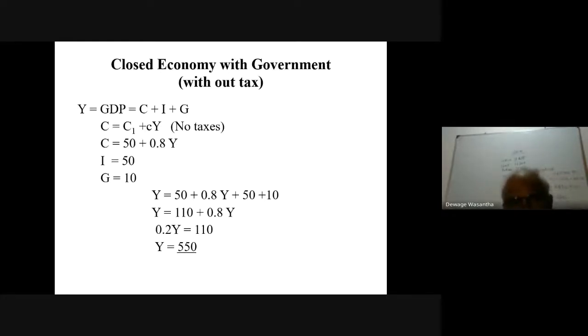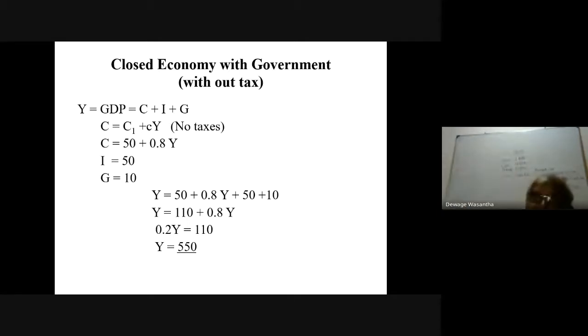Without taxes, GDP equals C plus I plus G, where C equals C1 plus CY, that is 50 plus 0.8Y. No taxes. When the government taxes people, your disposable income is not Y, it is Y minus T. Disposable income is less than the income. If the government taxes 5,000 rupees and suppose you are getting 20,000, for consumption how much do you have? 20,000 minus 5,000, you have 15,000.